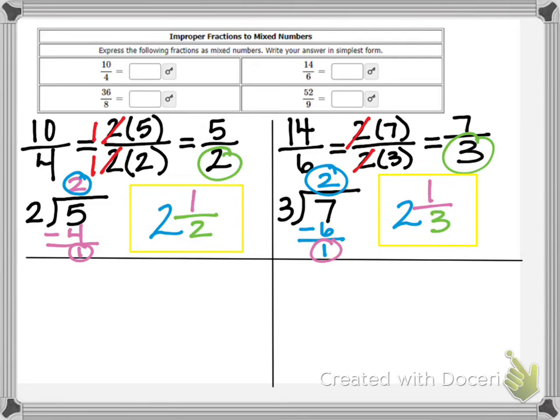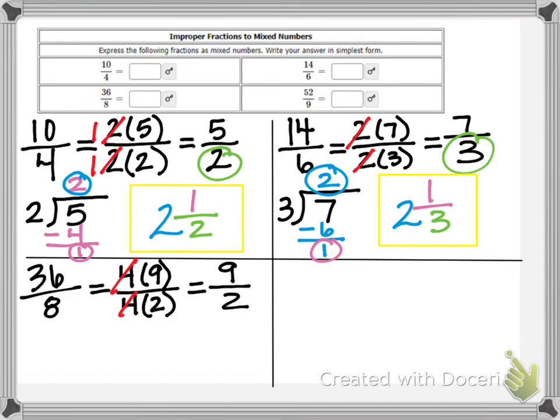Let's take a look at 36 over 8. I want to start by simplifying. This time I notice that the greatest common factor is 4. So I rewrite the numerator 36 as 4 times 9, and the denominator of 8 is 4 times 2. So I can divide out a factor of 4, leaving me with 9 over 2.